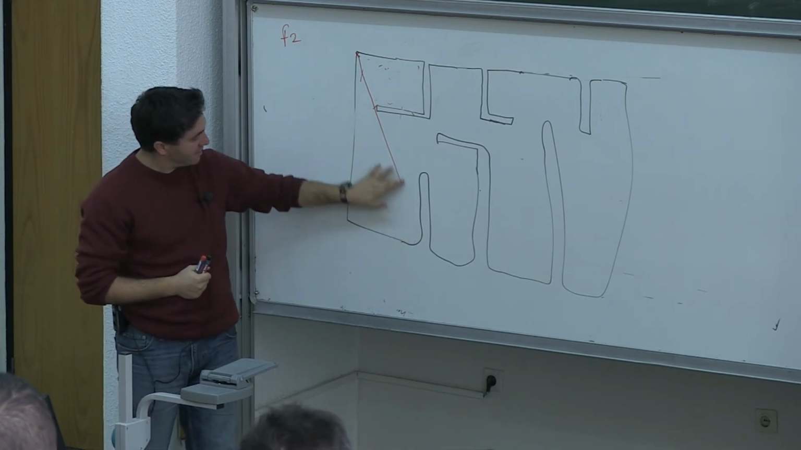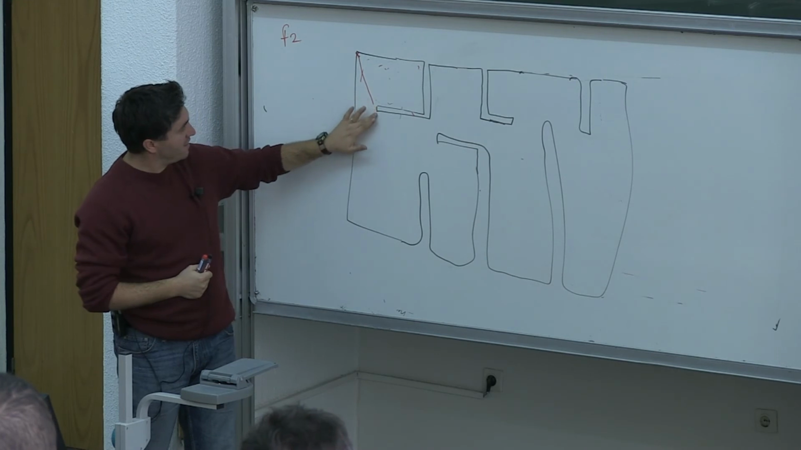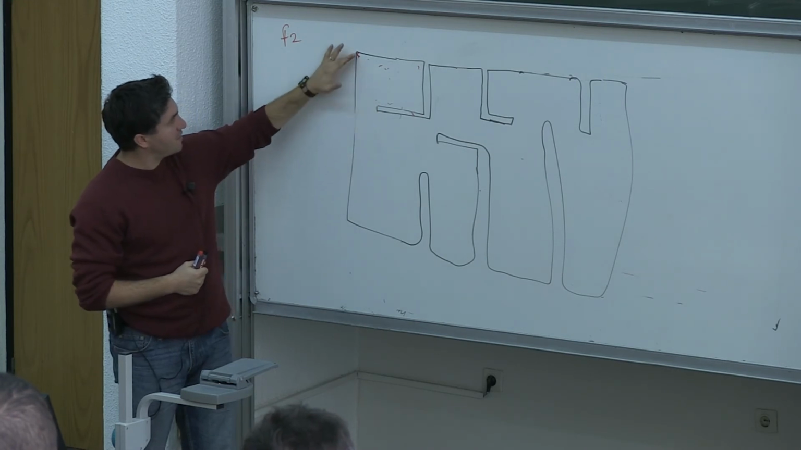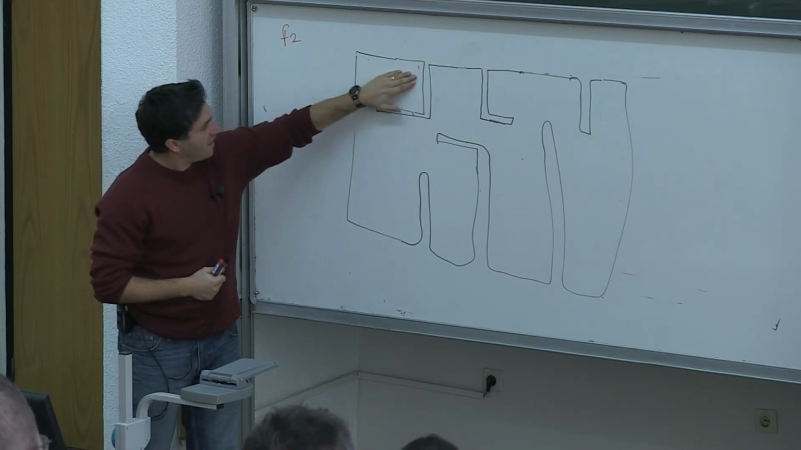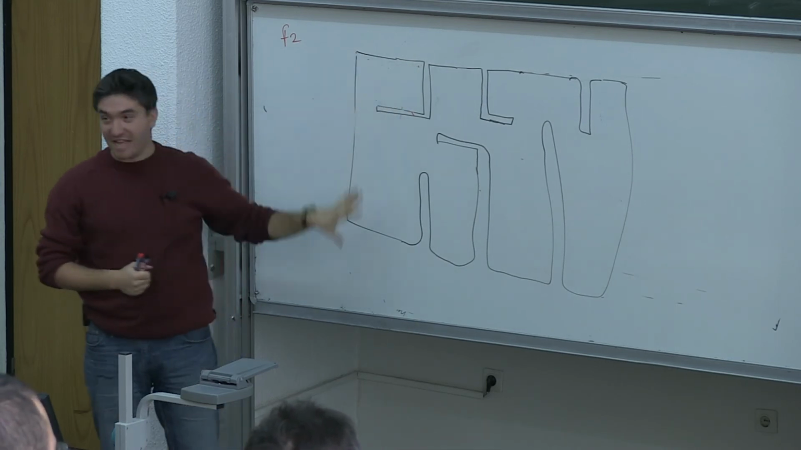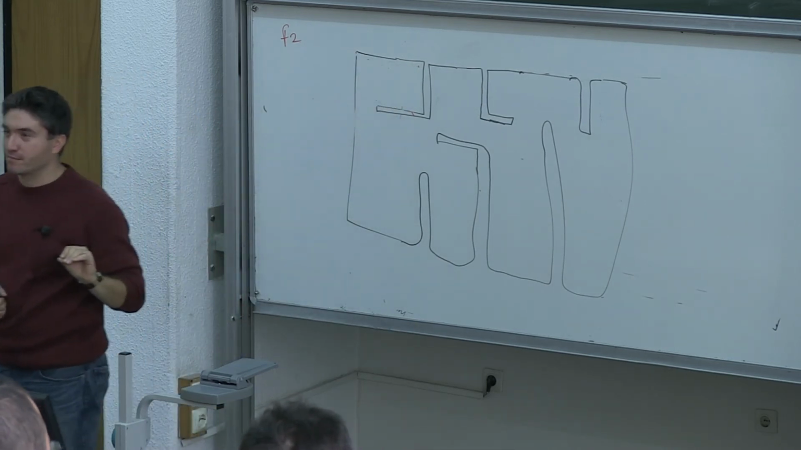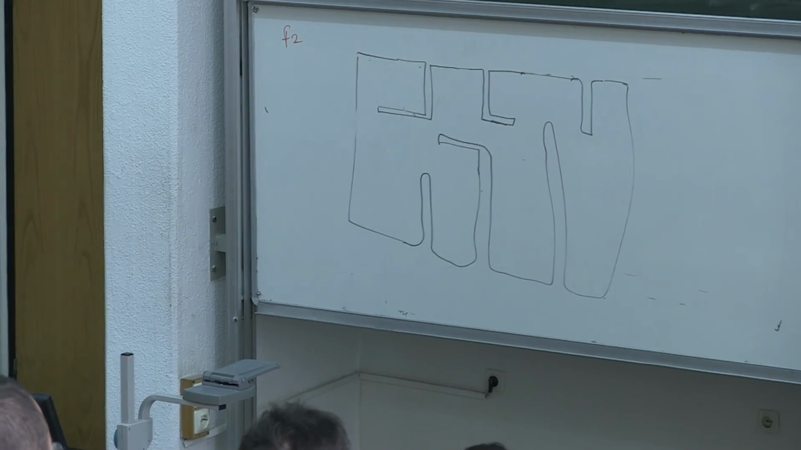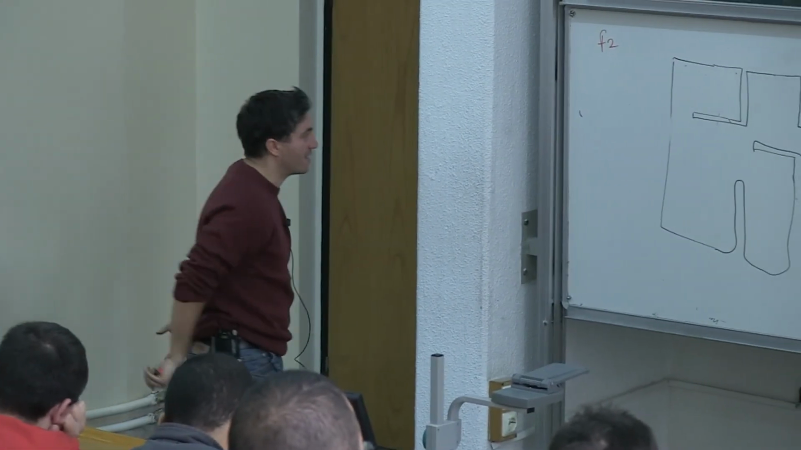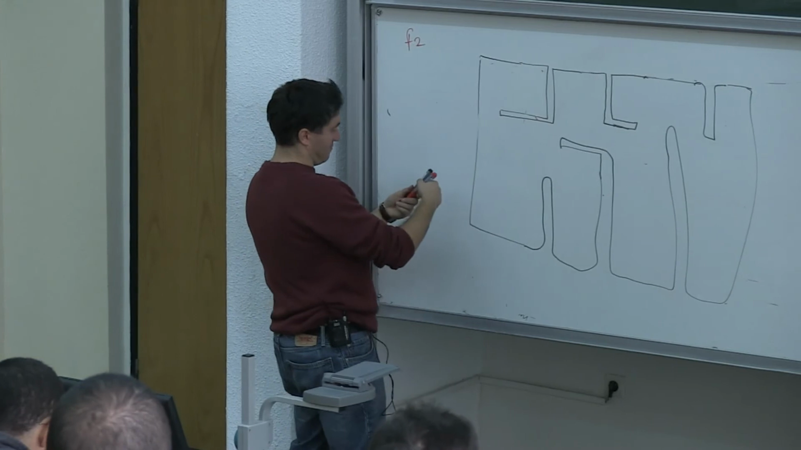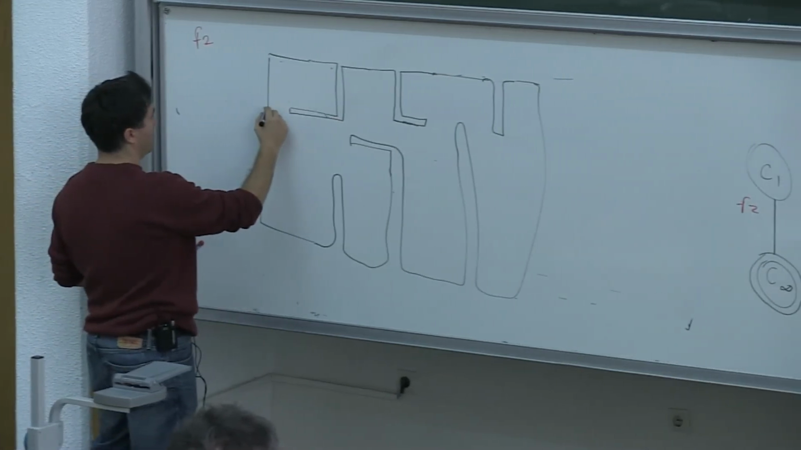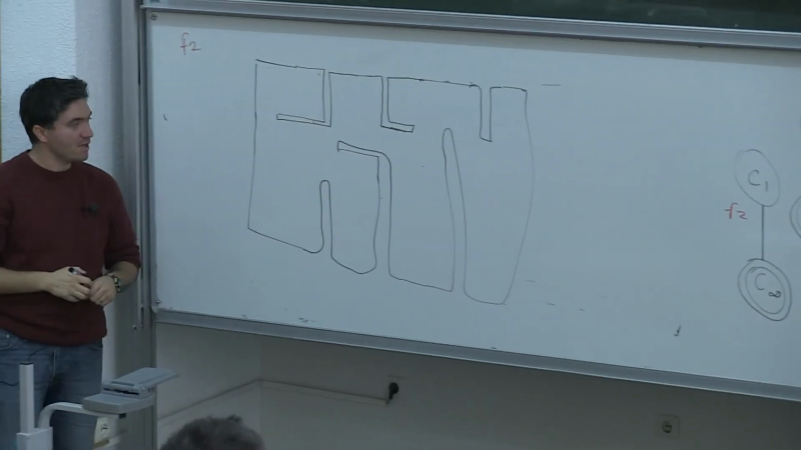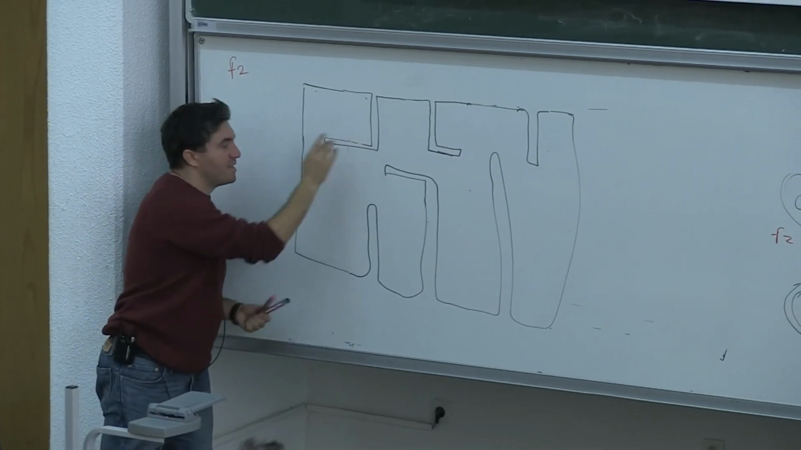Now the problem is, what is the minimum number of cameras you need to guard the entire polygon? Okay, so this is the art gallery guarding problem. How many cameras do you need? And in general, you want to find the minimum number of cameras.